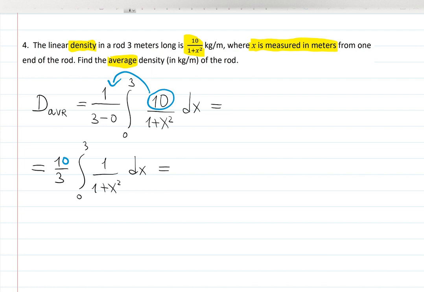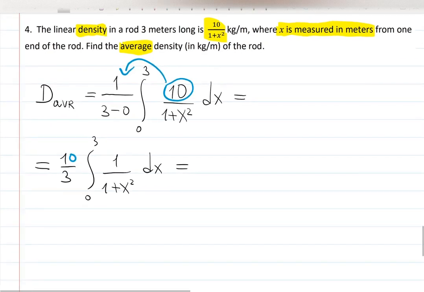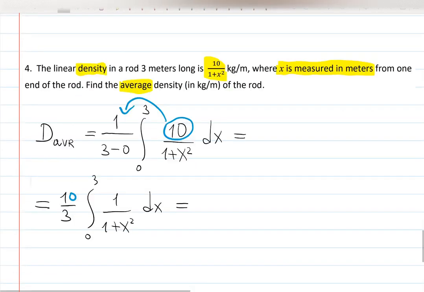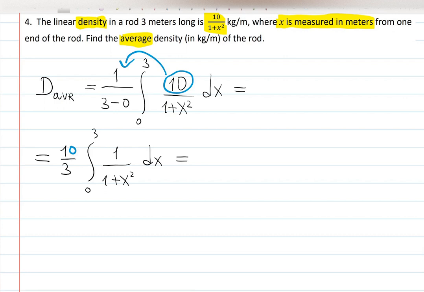Looks scary, but do you remember this function? It's actually pretty simple. What gives you 1 over 1 plus x squared when you differentiate that? Yes, it is arctangent. Who said that? Or tangent minus 1. Or inverse tangent. All of these things mean the same. 10/3 tangent minus 1, or arctangent of the top minus the bottom.